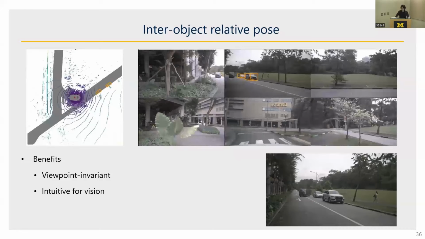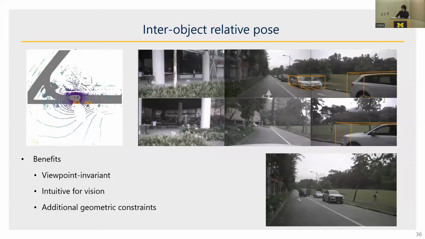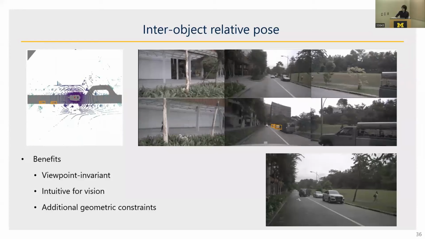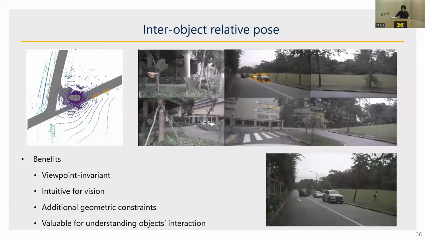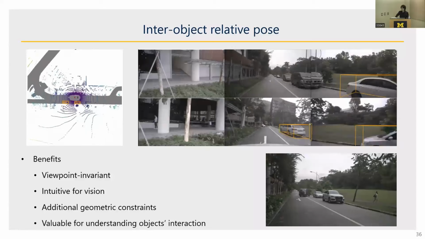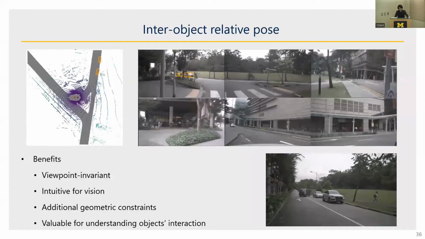And third, the relative pose between objects can provide additional geometric constraints for our estimation of the individual poses of the objects. And lastly, the relative pose between objects is actually valuable for understanding objects' interaction, which I will elaborate more in the next few slides. Before that, I'll give you a formal definition of the inter-object estimation targets.